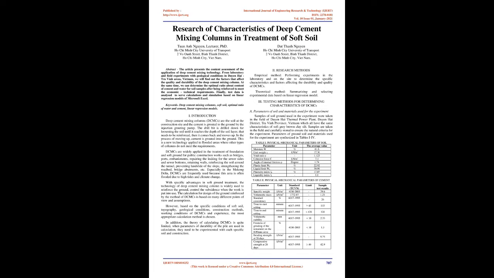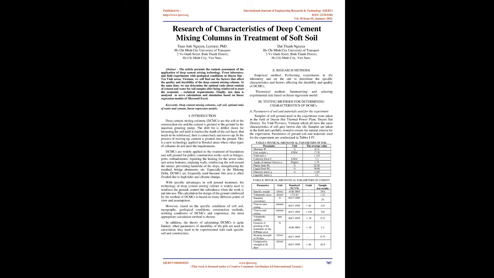Introduction. Deep cement mixing columns, DCMCs, are made from the soil at the construction site and the cement is grouted to the ground by the injection grouting pump. The drill bit is drilled down for loosening the soil until it reaches the depth of the soil layer that needs to be reinforced, then it comes back and moves up. In the process of moving up, cement is grouted into the ground. This is a new technology applied in flooded areas where other types of columns do not meet the requirements.